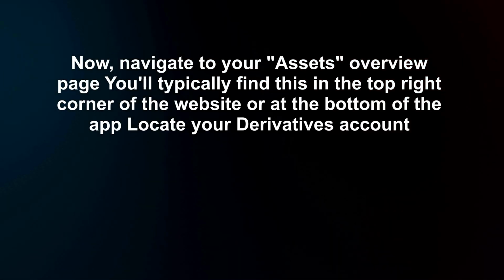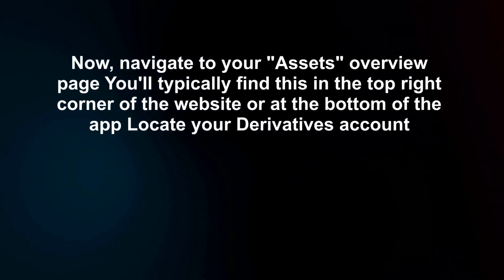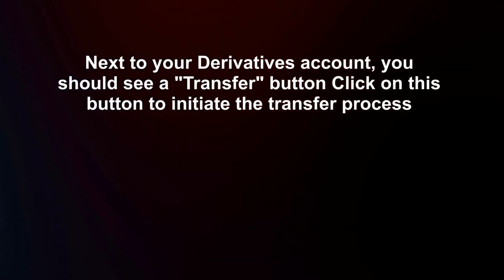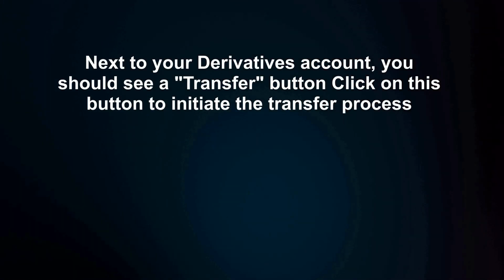Now, navigate to your Assets Overview page. You'll typically find this in the top right corner of the website or at the bottom of the app. Locate your derivatives account. Next to your derivatives account, you should see a transfer button. Click on this button to initiate the transfer process.